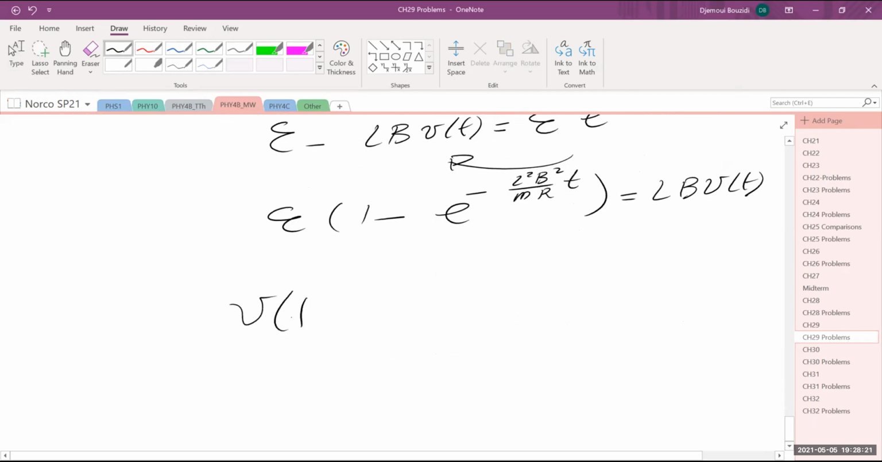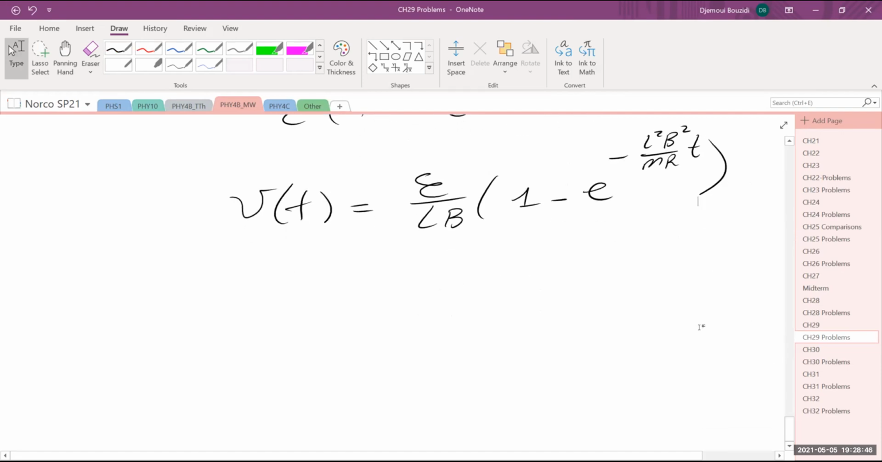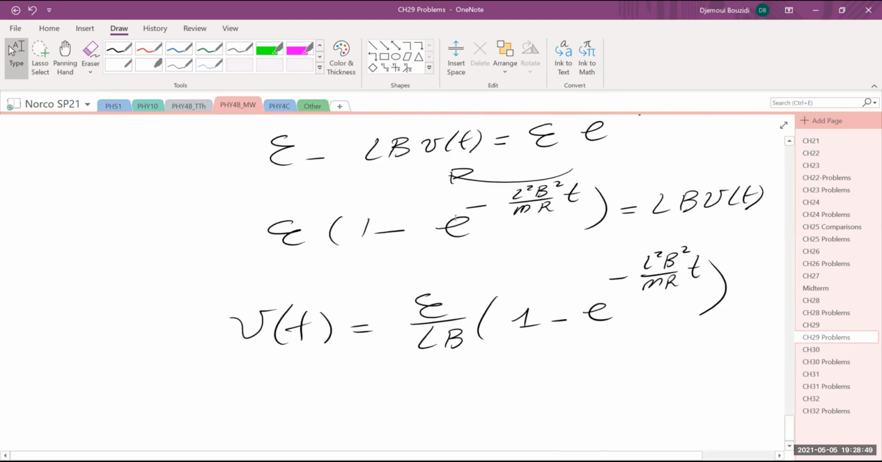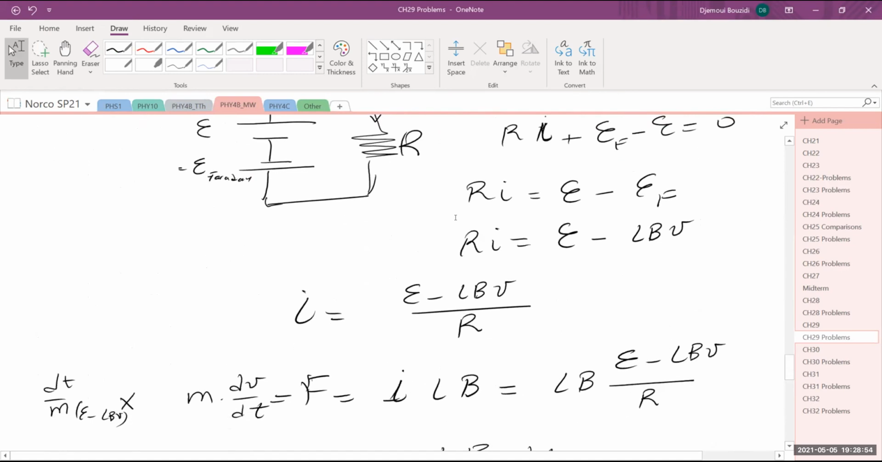Okay, so now we have velocity v as a function of time. v of t is the EMF divided by LB times 1 minus the exponential of minus L squared B squared over MR times T. So that's basically the expression. If I'm going to plot this function, I better find what that tau is, what this number is. What I'm saying is this looks like a charging capacitor. Epsilon over LB should be v naught, what I thought was v naught.